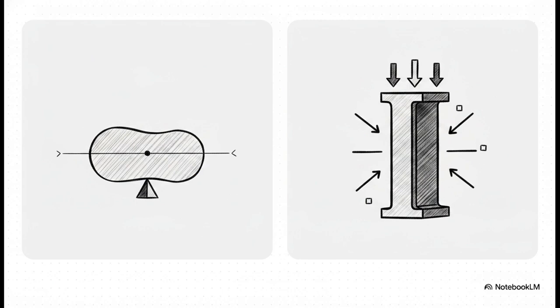By squaring that distance, we drastically amplify the mathematical importance of any material that's located further away from the center. This second moment of area, it's also known as the moment of inertia, and it's the exact definitive metric of a shape's structural stiffness.